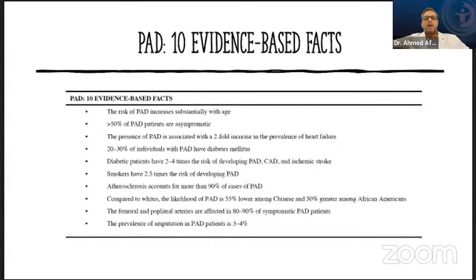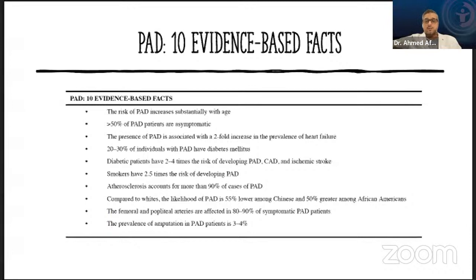Sorry for that. The risk for peripheral arterial disease increases substantially with age, and more than 50% of patients are asymptomatic. Also, peripheral arterial disease is associated with a twofold increase in prevalence of heart failure, which also will affect your decision making when you come to the treatment. As well, we know in many populations, 30% of the population is now diabetic, and this increases the risk of peripheral arterial disease 4 times.